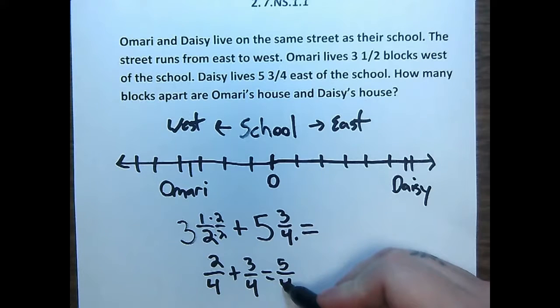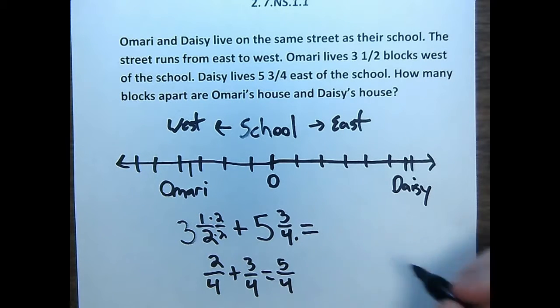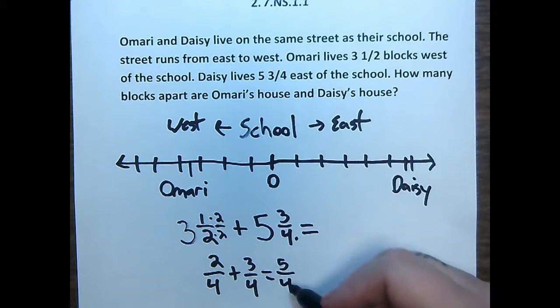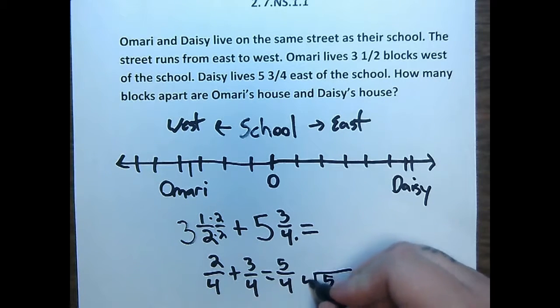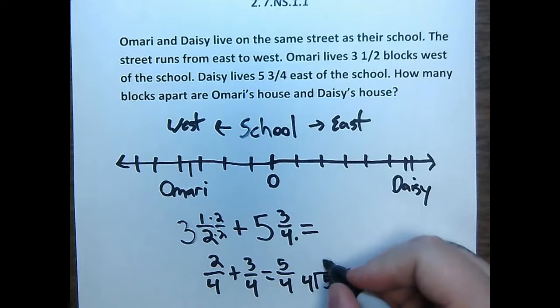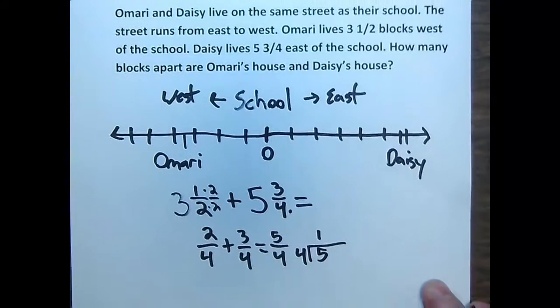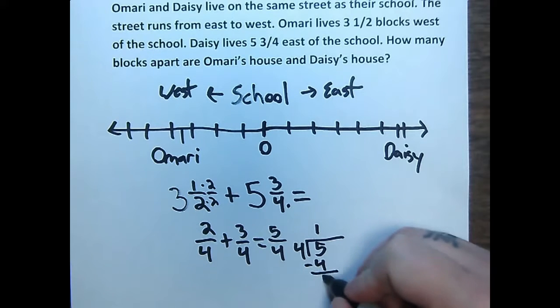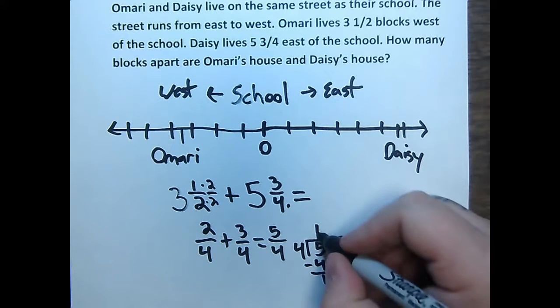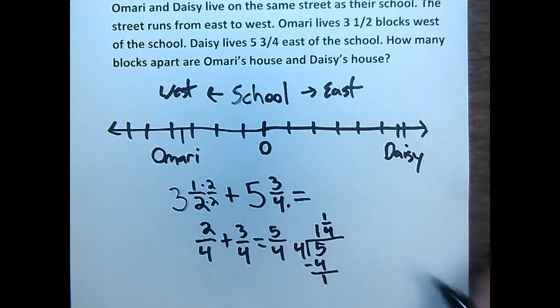But now we have to turn this into a mixed number. We can divide: top dog goes in the house, and 4 will come on the outside. 4 will go into 5 one time. I'll move this up just a little bit here. Then 4 times 1 is 4, and we subtract to get 1. So we have 1 1/4.